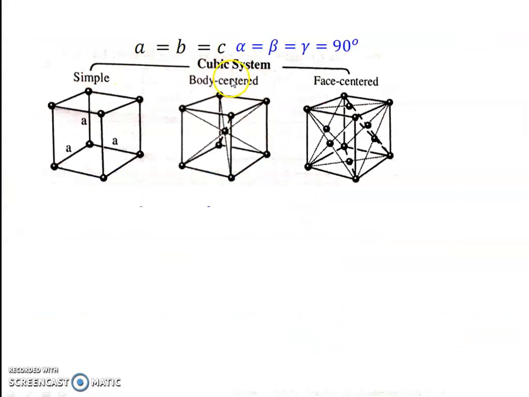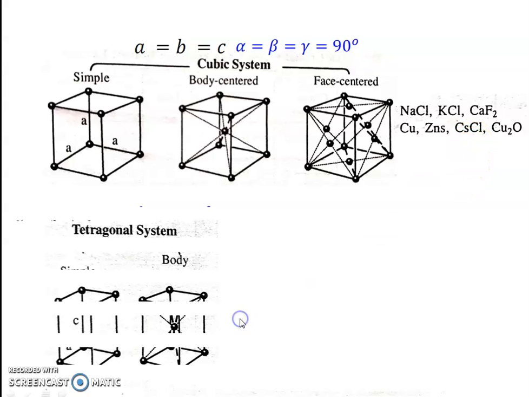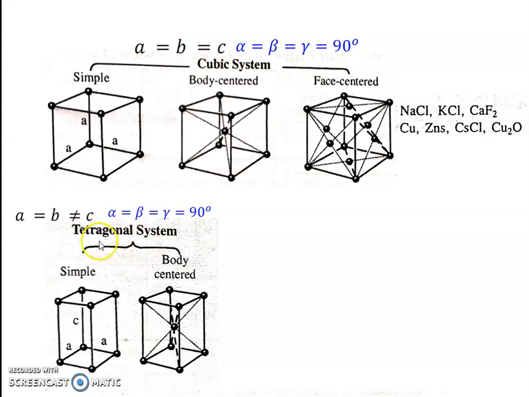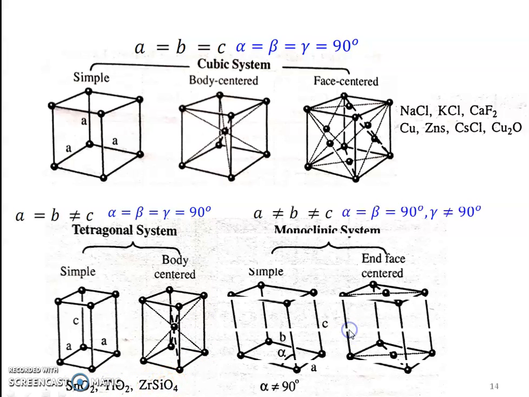Now this is the shape of cubic: simple, body centered and face centered. Already I explained examples. Some examples are sodium chloride, potassium chloride, calcium chloride, copper, zinc sulfide, cesium chloride, etc. This is the tetragonal system, which crystallizes in simple and body centered. Examples are tin oxide, titania, zirconium silicate.